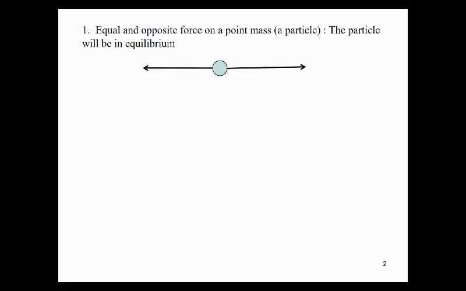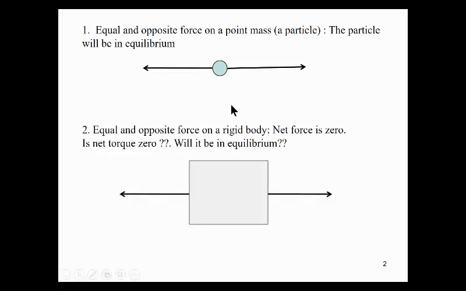Just to get started, if you have a small point mass, and it is acted on by two equal and opposite forces, then the particle will be in equilibrium, right? The particle won't move, and it is in static equilibrium. So what happens if you apply the same equal and opposite forces like this on a block instead of a point mass? Will it still be in equilibrium? And the answer is yes, because the net force is still zero, right?